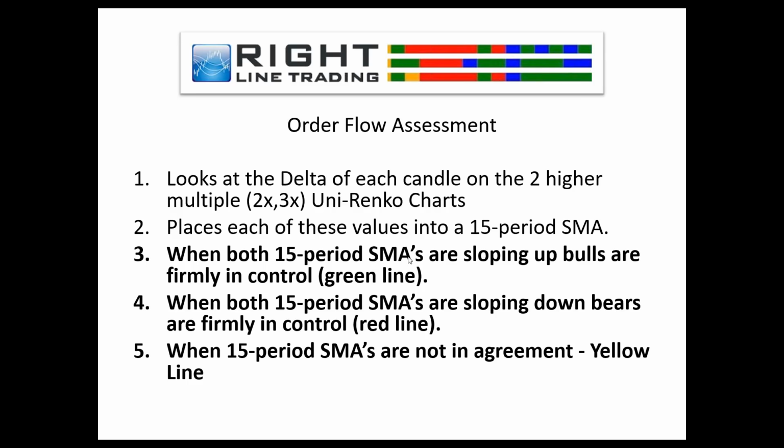Because when you have a smooth 15 period and do a 15 candle look back, at least 10 of the 15 candles have the delta close in the appropriate direction, and they're going to push this line into the appropriate slope. And when both 15-period SMAs are sloping down, the bears are firmly in control. You've got a significantly greater number of sellers in depth on the dome than you have buyers. And when both 15-period SMAs are not in agreement, then the 3-line indicator, or the last line, the one that shows order flow, is going to be yellow. And on a yellow line, you just don't trade.